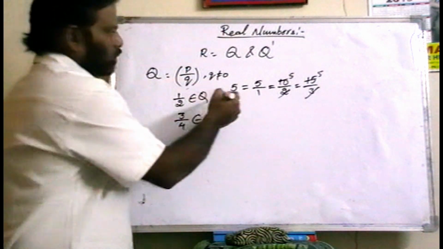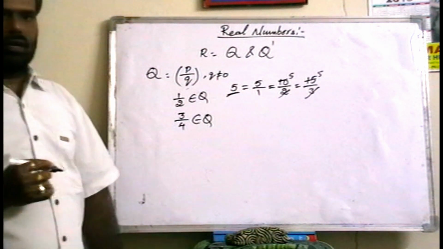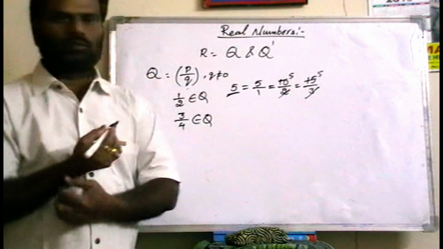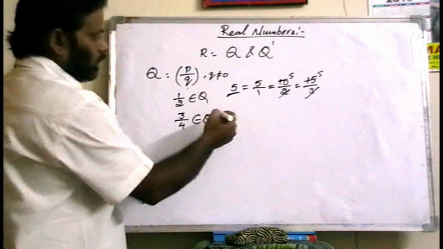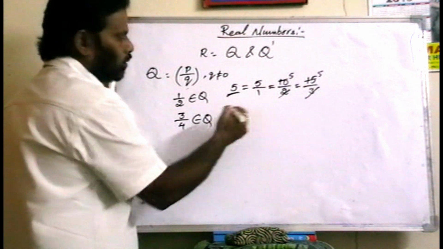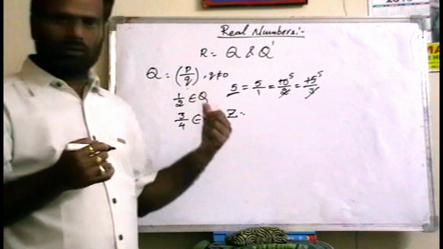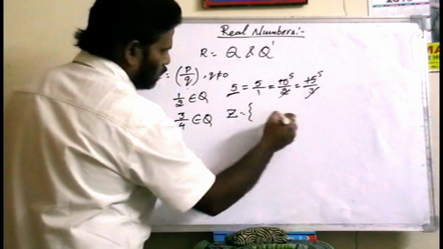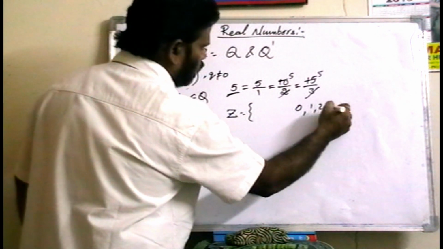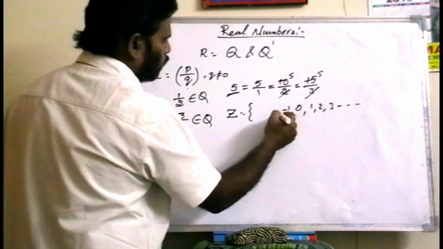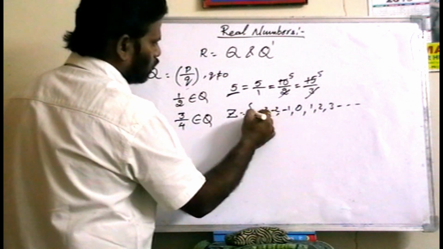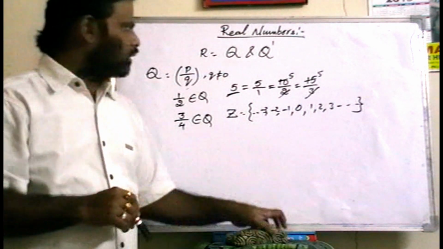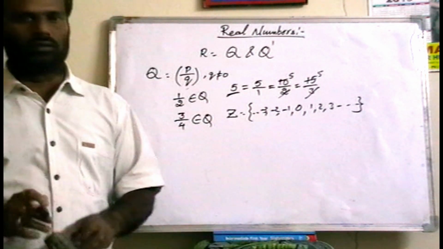So that means every integer is also a rational number. Integers means all positive and negative numbers including 0. So these are integers: 0, 1, 2, 3 and so on, minus 1, minus 2, minus 3 and so on. These are the integers, so integers are also rational numbers.